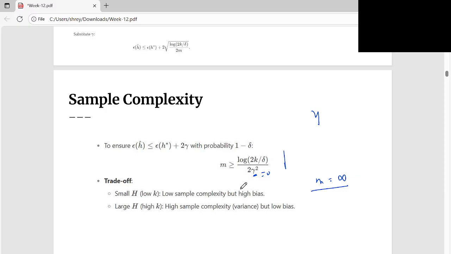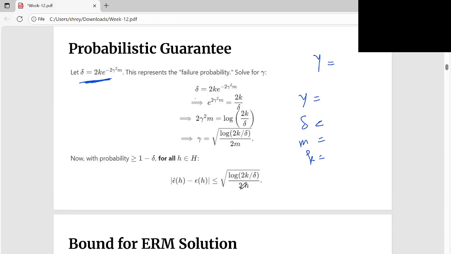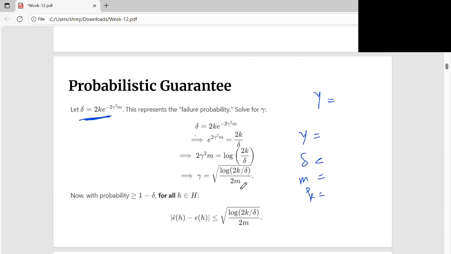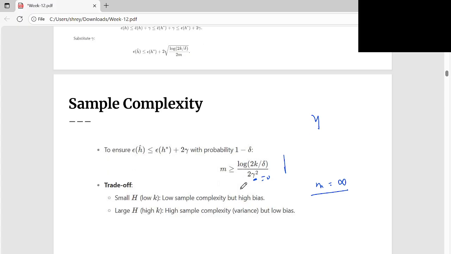So basically, let me recap what I wanted to say here: we have defined all of this just to get this equation. This equation is very important, as it allows you to define how many samples you require to have a tolerance of gamma with a failure probability of delta and with this number of hypotheses.